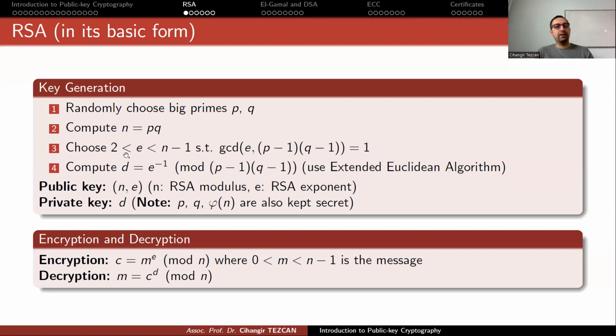For instance, as I write here, I said that E should be larger than 2, right? Some people think that there's no need to check this. This is obvious, so in their code, they don't check this. Actually, you have to always check the domain parameters.